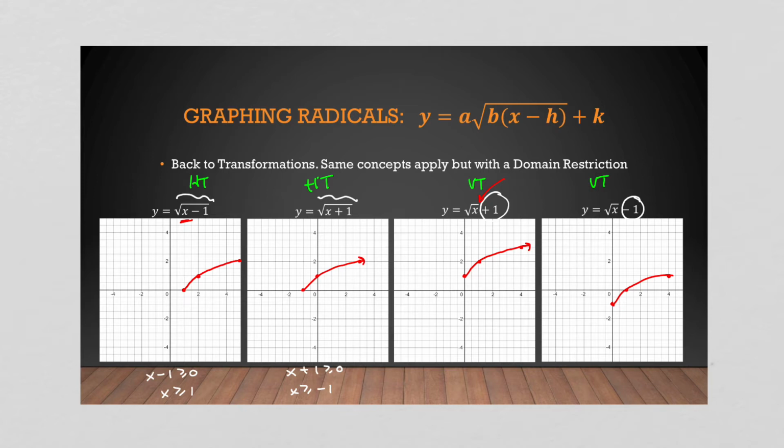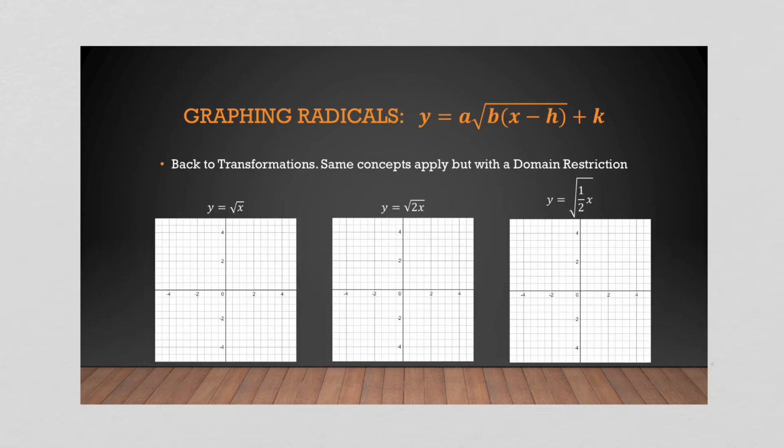And again, we have domain and range. So here my range is greater than or equal to 0. Here my range is greater than or equal to 0. But now here my range changes because I've been vertically transformed. My range is greater than or equal to 1. And then my range is greater than or equal to negative 1, where your domain has stayed the same.